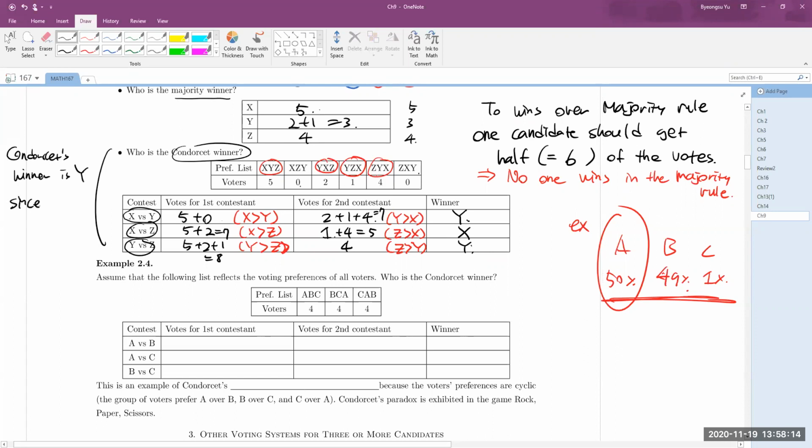Since Y beats every other candidate in 1-to-1. Better, right? So that's the concept of controversial winner.